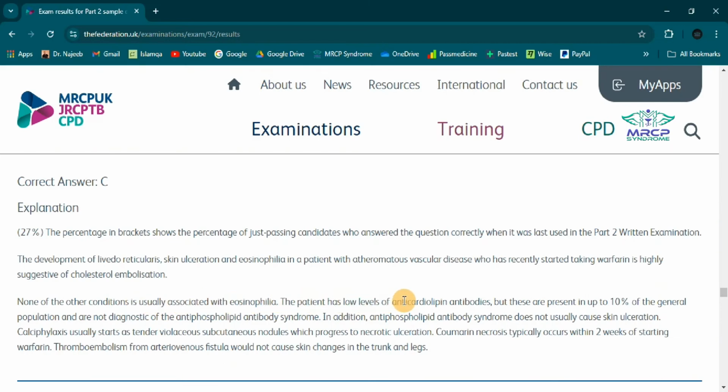The patient has low levels of anti-cardiolipin antibodies, but these are present in up to 10% of the general population and are not diagnostic of antiphospholipid antibody syndrome. In addition, antiphospholipid antibody syndrome does not usually cause skin ulceration. Calciphylaxis usually starts as tender violaceous subcutaneous nodules, which progress to necrotic ulceration. Coumarin necrosis typically occurs within 2 weeks of starting warfarin. Thromboembolism from arteriovenous fistula would not cause skin changes in the trunk or legs.